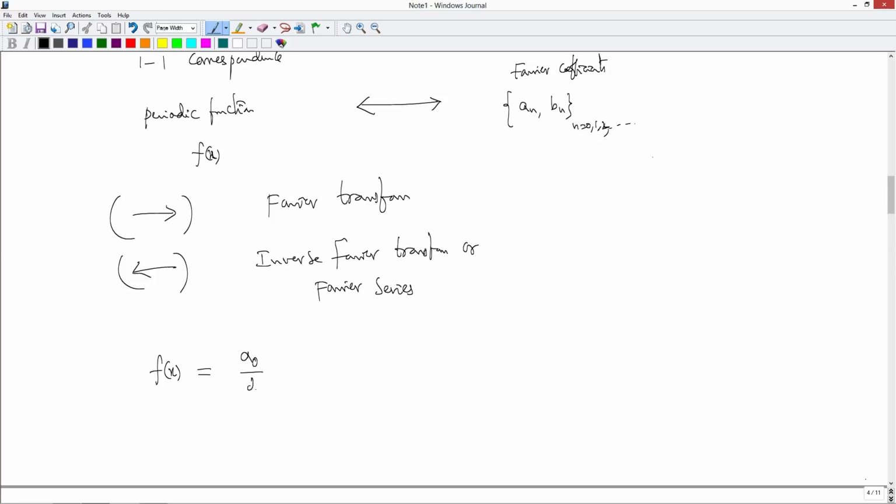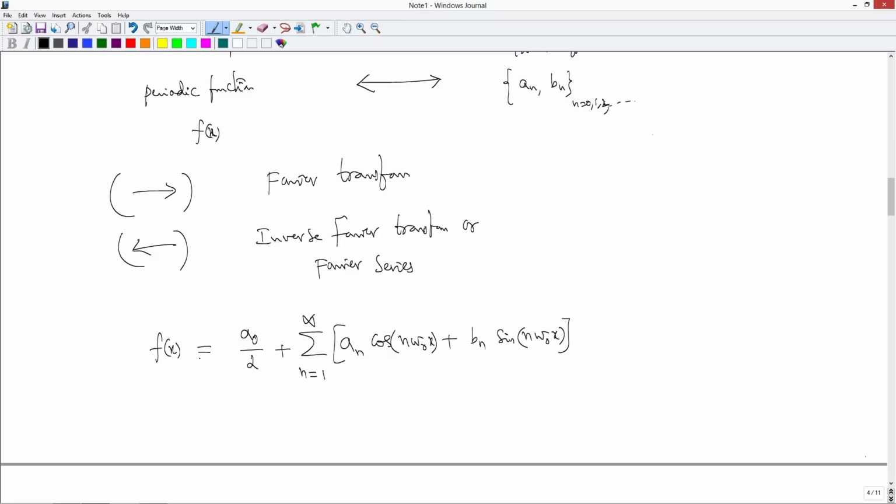So, a0 divided by 2 plus the sum from n equals 1 to infinity of a n cos n omega naught x plus b n sin n omega naught x. So, this is the Fourier series.